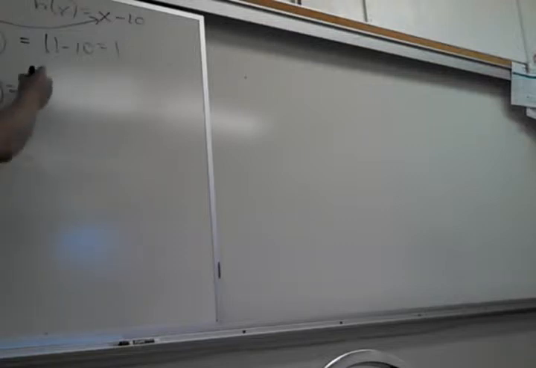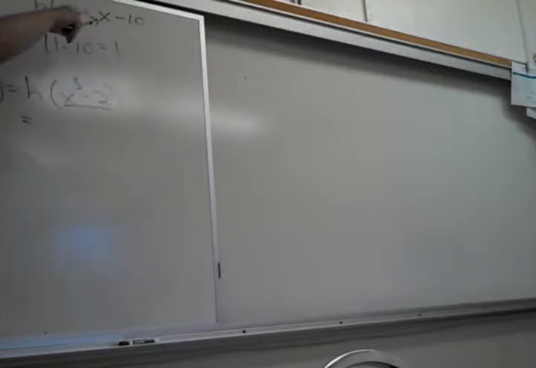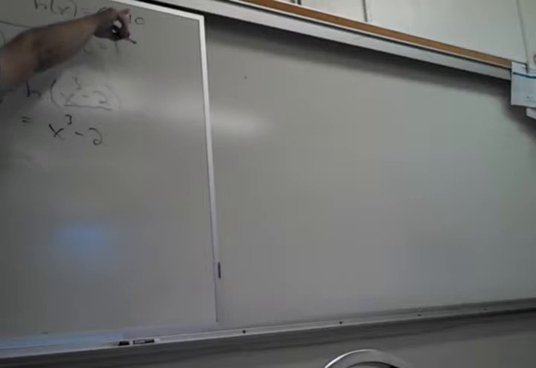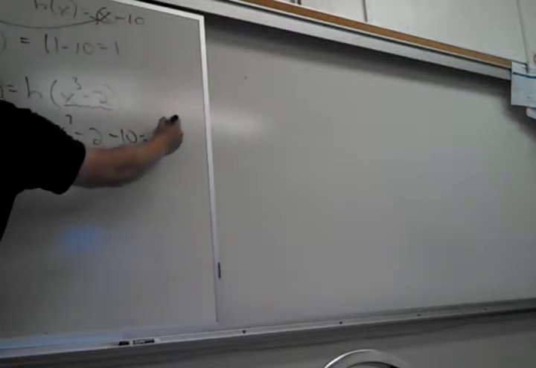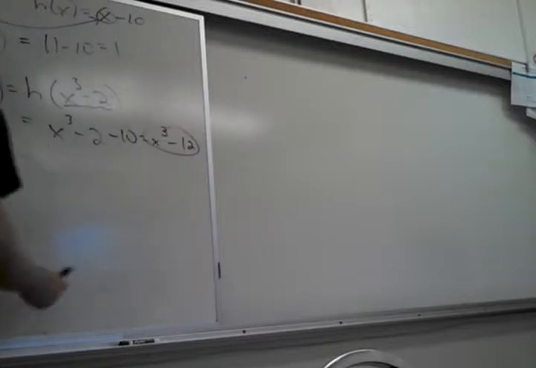All right. So to rewrite this, f of x is, like you said, x cubed minus 2. So I'm going to put this in h. In place of x, what am I going to put there? X cubed minus 2. Okay, x cubed minus 2, minus 10. So it's x cubed minus 12. Good.